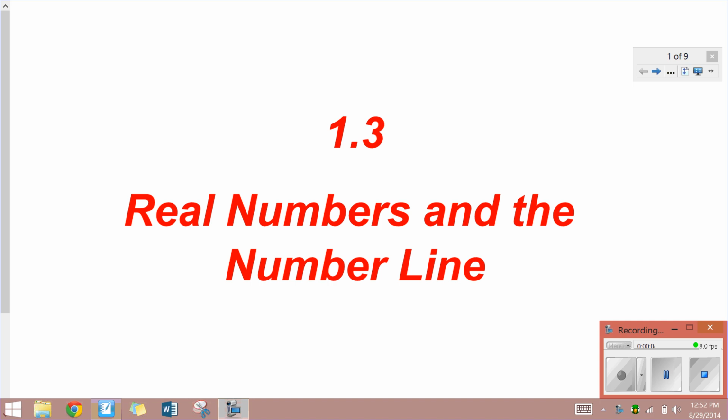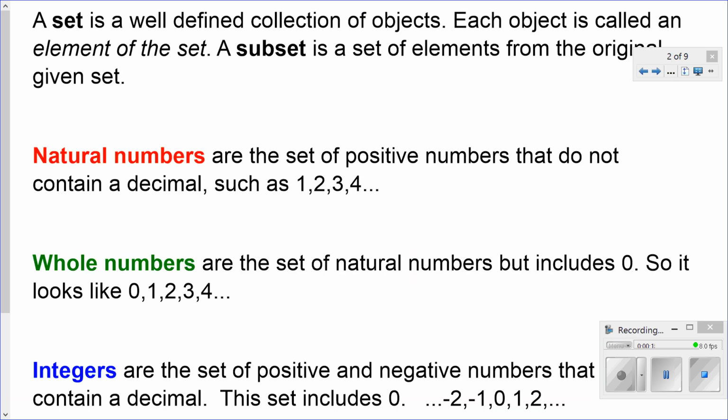This is section 1.3 in your book. There'll be a lot of definitions that we will discuss in class the next day. But take notes and try and understand them as best as possible. So let's start talking about sets and subsets.